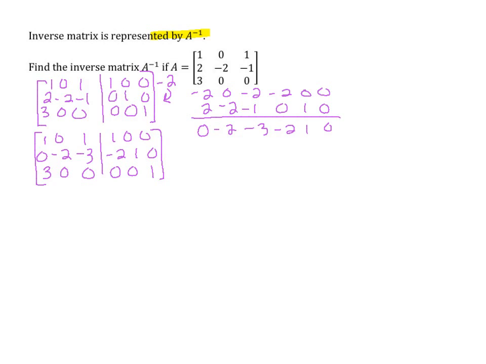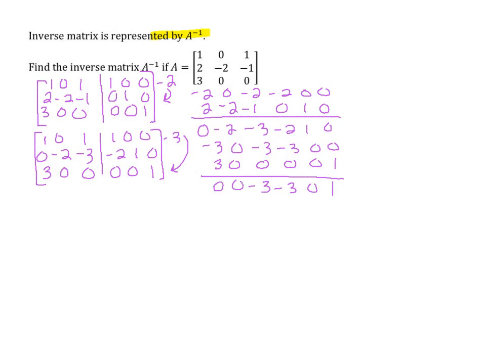I need a 0 in the 3 space, so I'm going to multiply my top row by negative 3 and add it to my bottom to replace my bottom. That will give me negative 3, 0, negative 3, negative 3, 0, 0. Adding that to my last row, we'll end up with 0, 0, negative 3, negative 3, 0, 1.